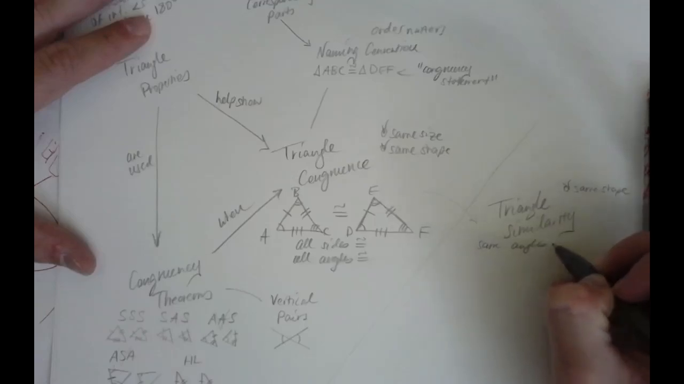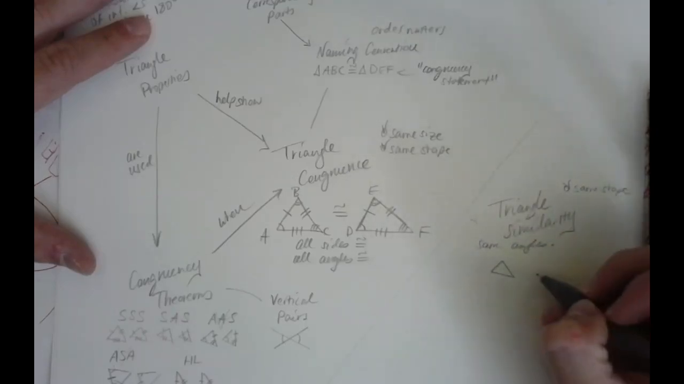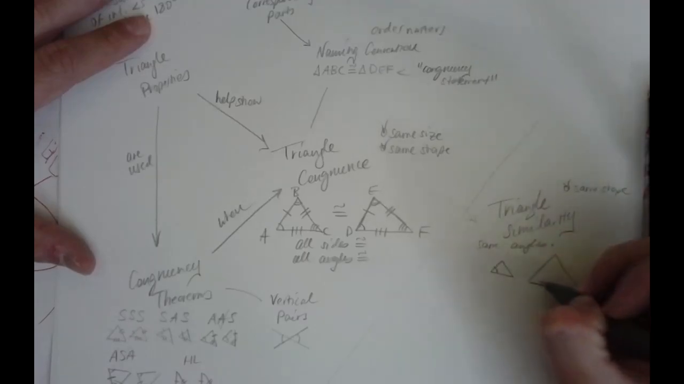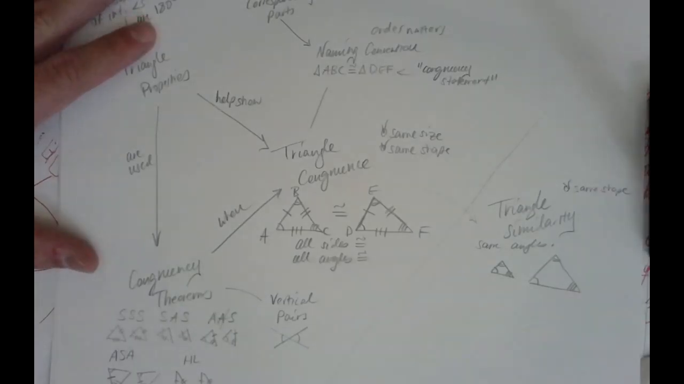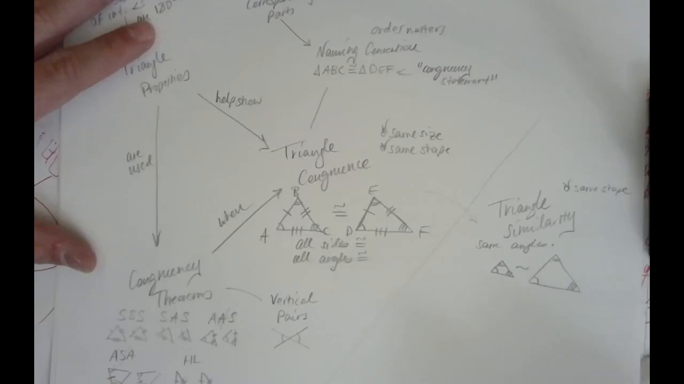And if I was going to draw a picture of this, I would draw one triangle that looks like this, and then another triangle that's the same shape, but maybe a different size, like it's bigger. So these angles here would all be the same. This would be the basics of a similar triangle. These triangles would be similar. We use a little squiggle to say that.